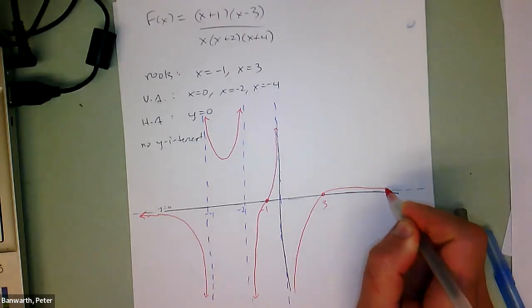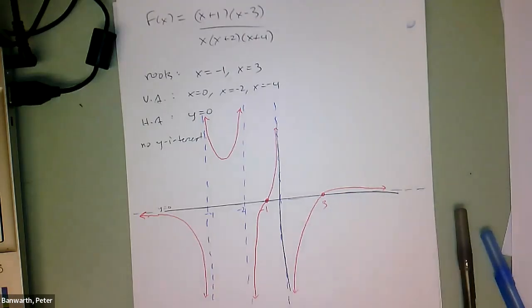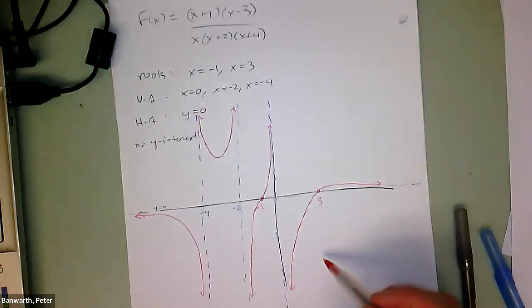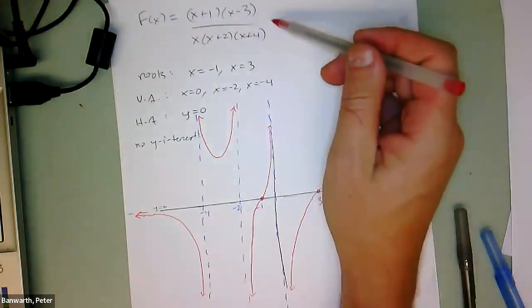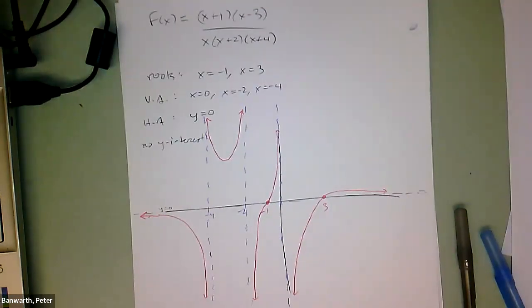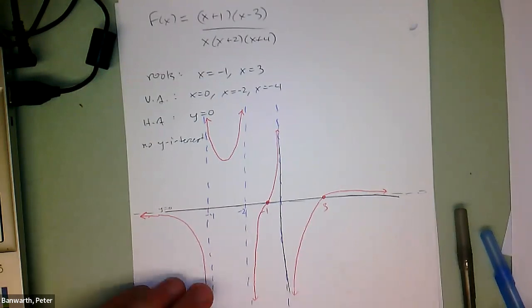and kind of come back down like that. And so that's what we're going to have for this function, sketching our good enough graph based on what information we've learned. All right, so that's our warm-up, which is sketching a graph from the equation.